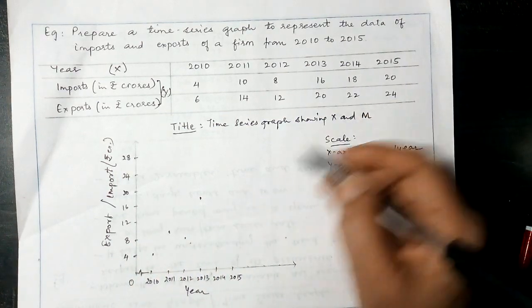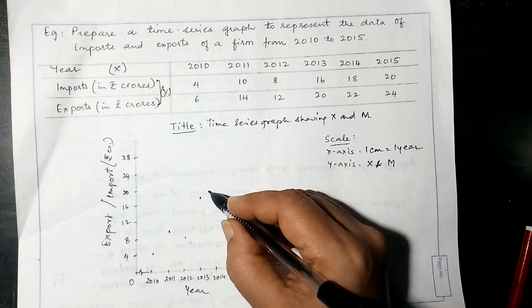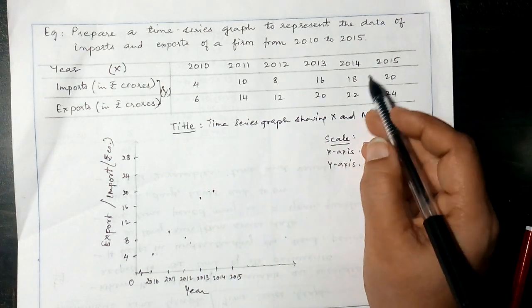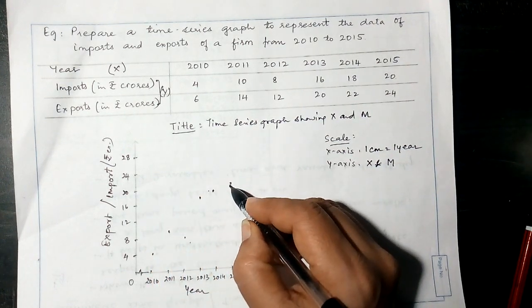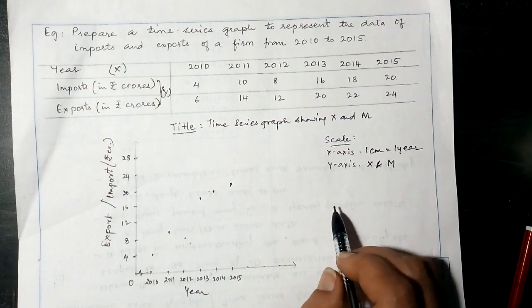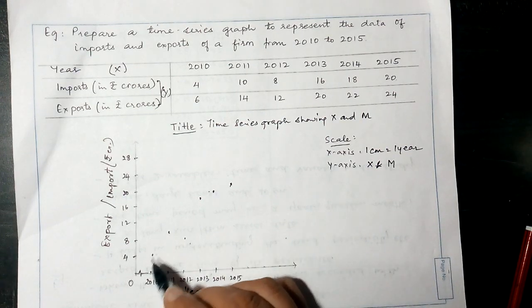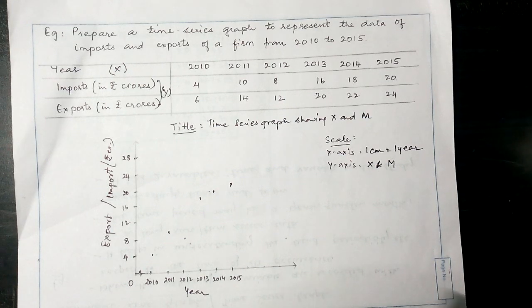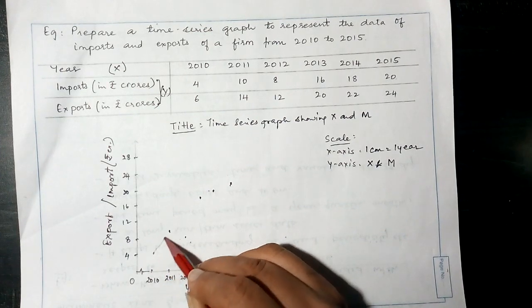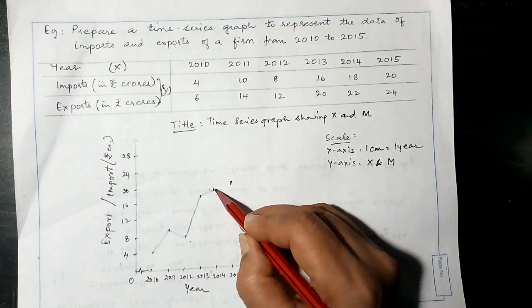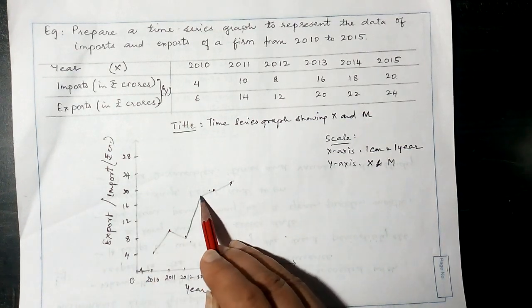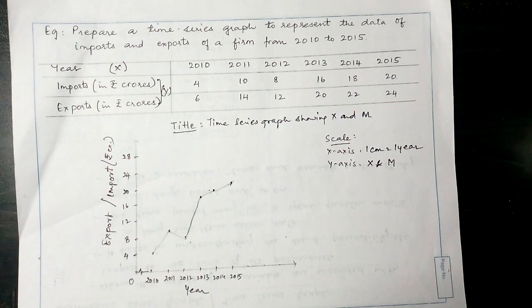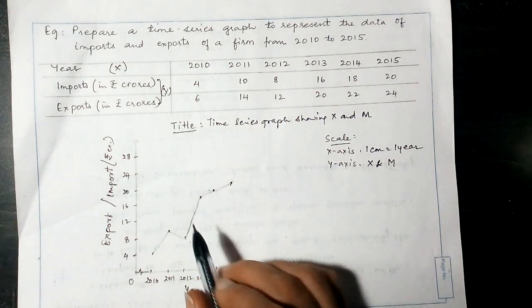Then in 2014 it increased slightly from 16 to 18. Then in 2015 it increased marginally to 20 crore. Now we will connect these dots using, let us say, another color or pencil. Here we have the imports. We saw that imports had a fall somewhere and then rose steeply and then kept on increasing. Now let's see what about the exports.